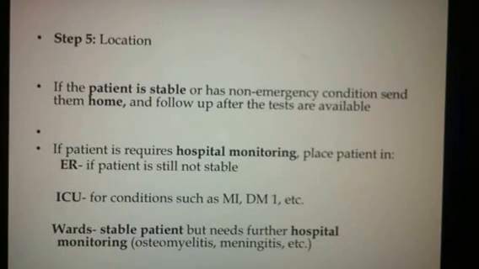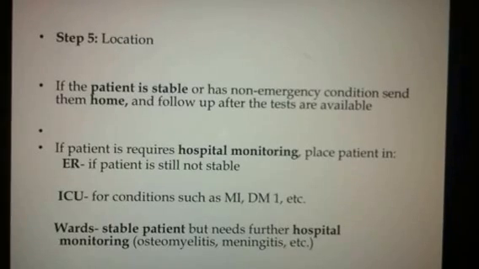Step 5 is location. If the patient is stable, you already know the diagnosis, and give the patient medicine, send the patient home, and schedule a follow-up appointment. If the patient requires hospitalization, make sure you know where to place the patient. If the patient is not stable, keep the patient in the ER. If the patient has MI or diabetes mellitus 1, send the patient to the ICU. If the patient is stable but needs further hospital monitoring, such as a patient with osteomyelitis, meningitis, pericarditis, you can transfer this patient to the wards.